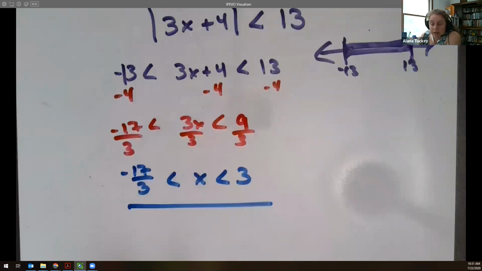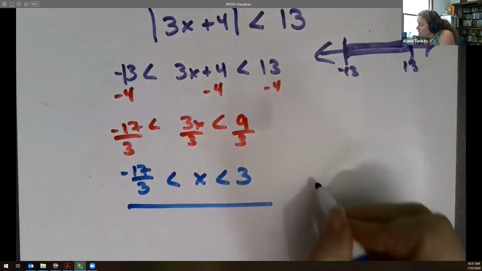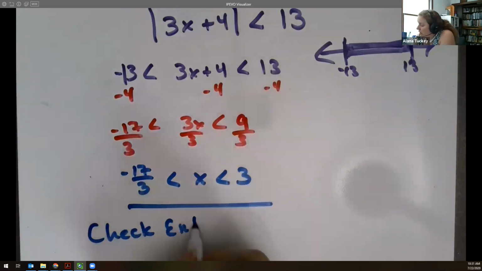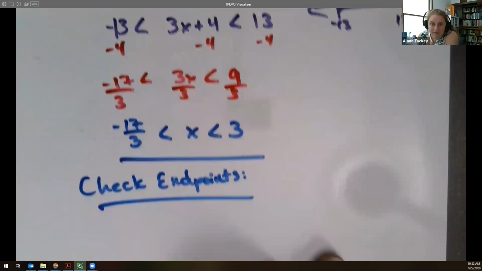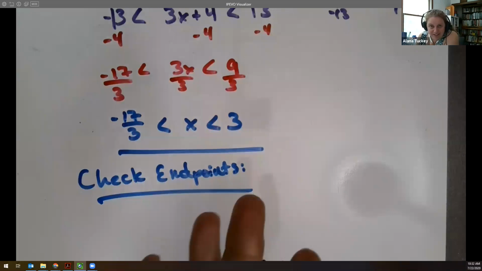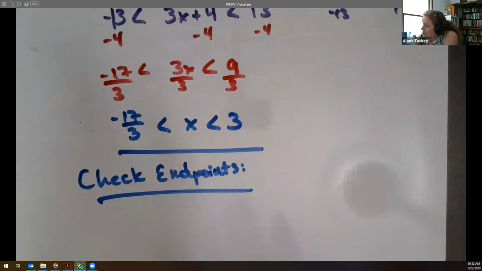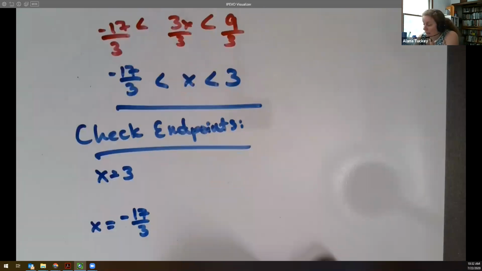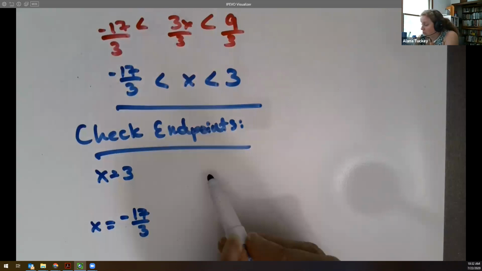Now, in chapter 11, you actually have to check your endpoints. So then we have the whole check endpoints thing. That won't mean anything to you right this second, because there's no series attached to this, so I don't have to worry about it. But what you'll have to do is check x equals 3 and x equals negative 17 over 3. You have to check both of them back in the series to see what kind of series you get. Do you get a convergent series or divergent series?